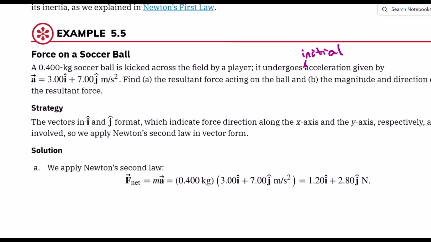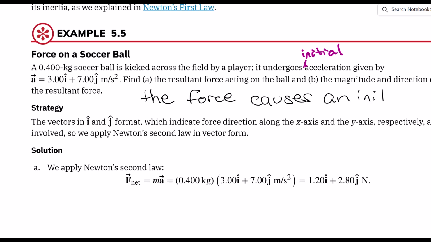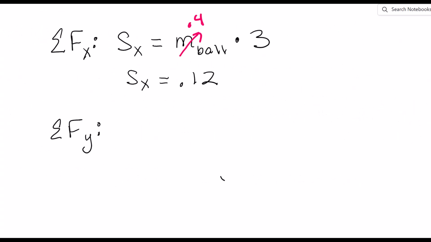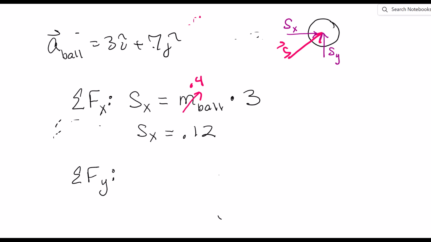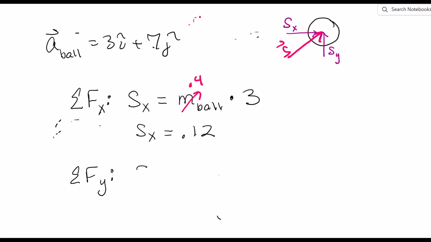So I might have worded it like the force causes an initial acceleration of 3i hat plus 7j hat. Because I just think that makes a lot more sense. Okay, so anyway, the problem is easier that way anyway.